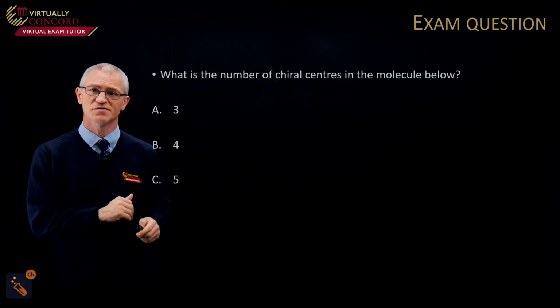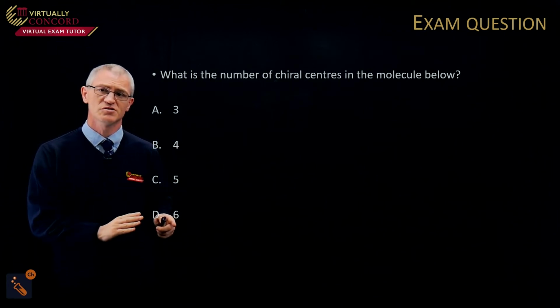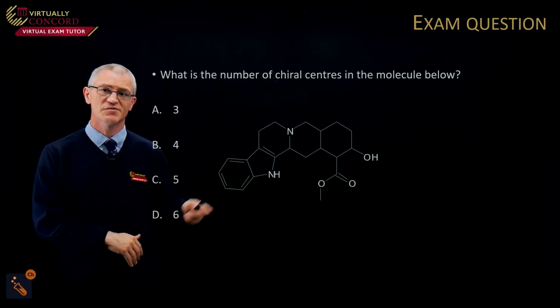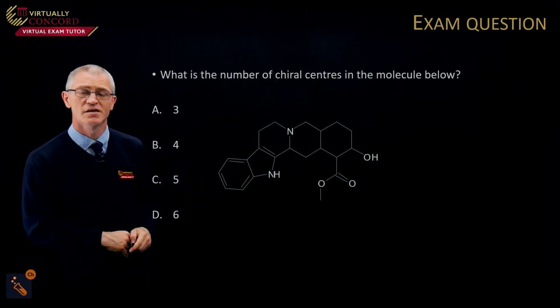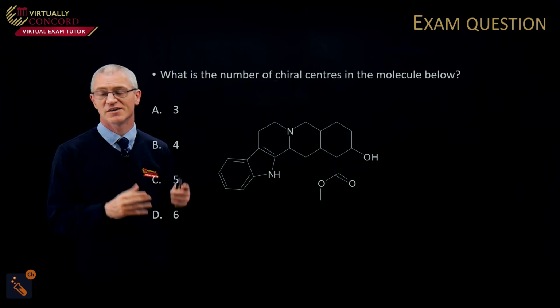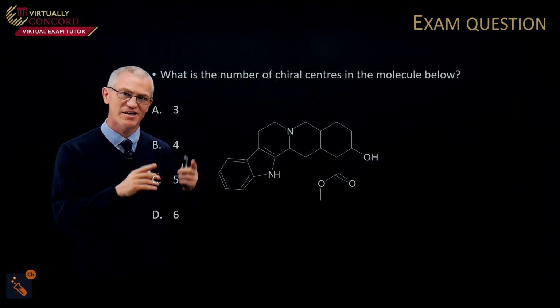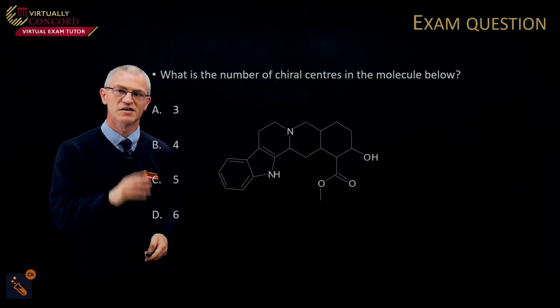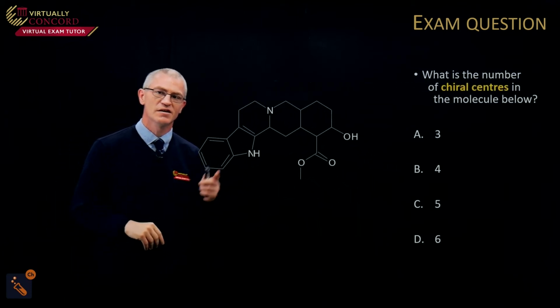So they give you your different options for how many chiral centres there may be, and they give you a very large molecule like this. And let's go through that and how you would do that. If you want to go off on your own and do this yourself, have a go before I explain the answer. Let's move the question over and let's start looking at it.